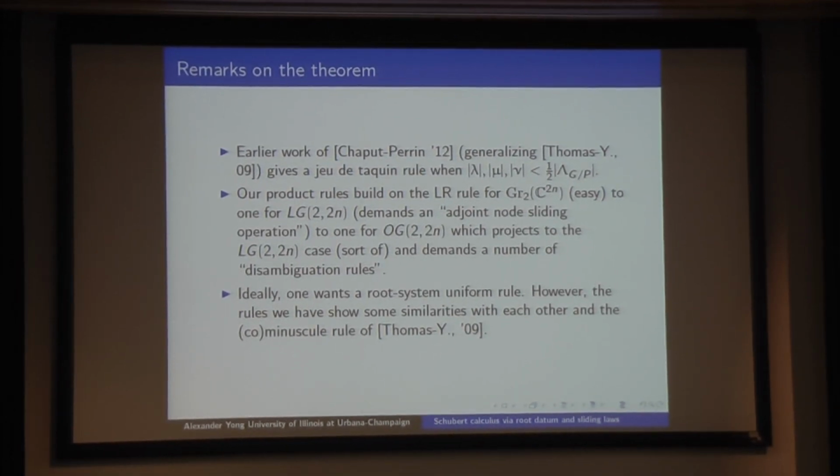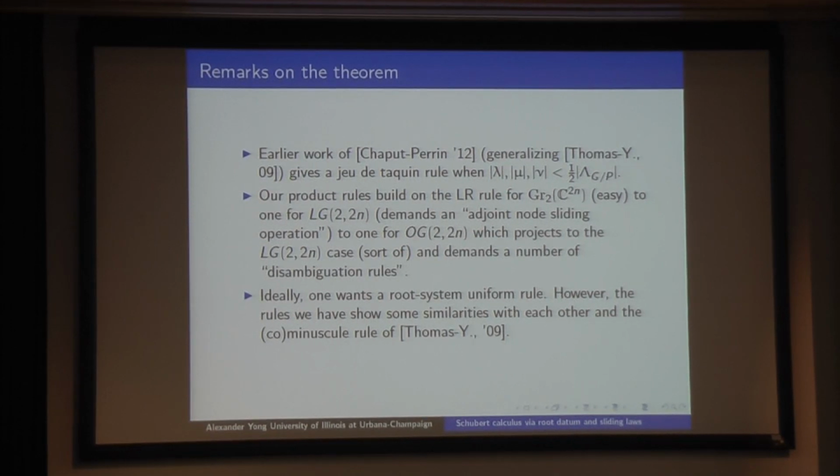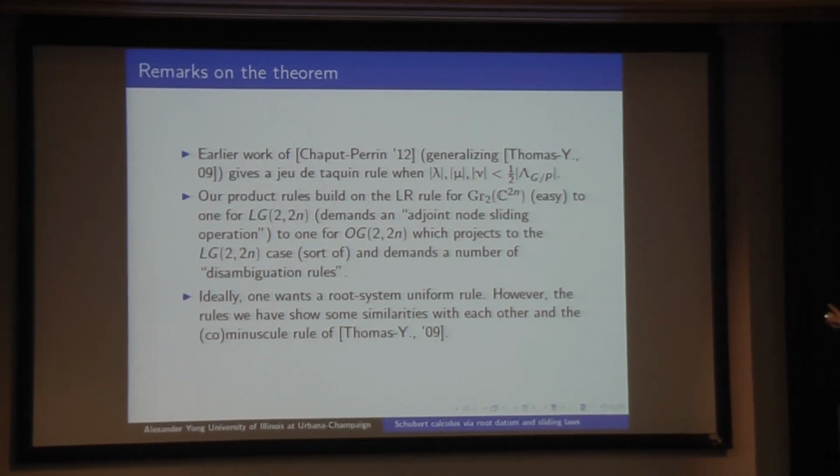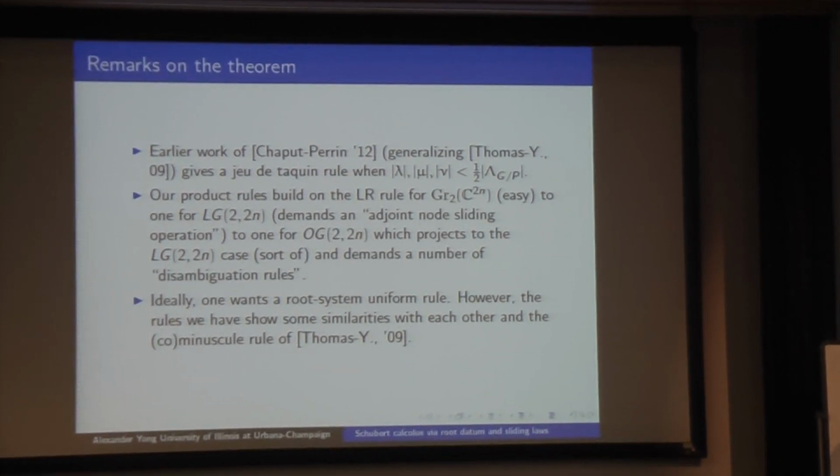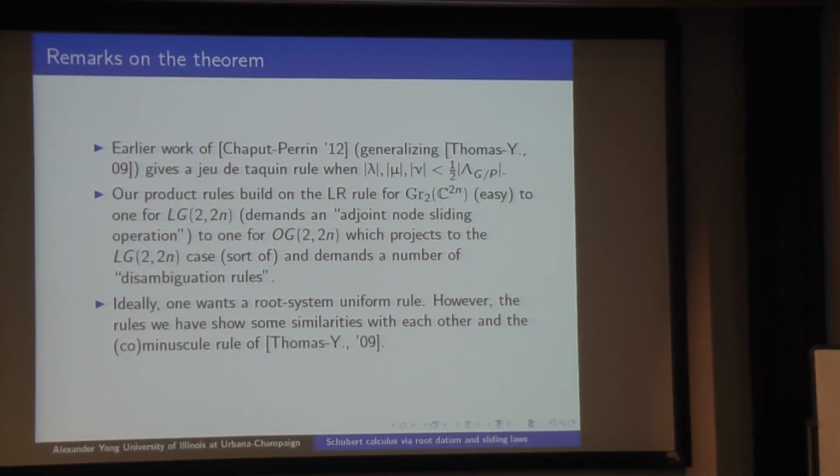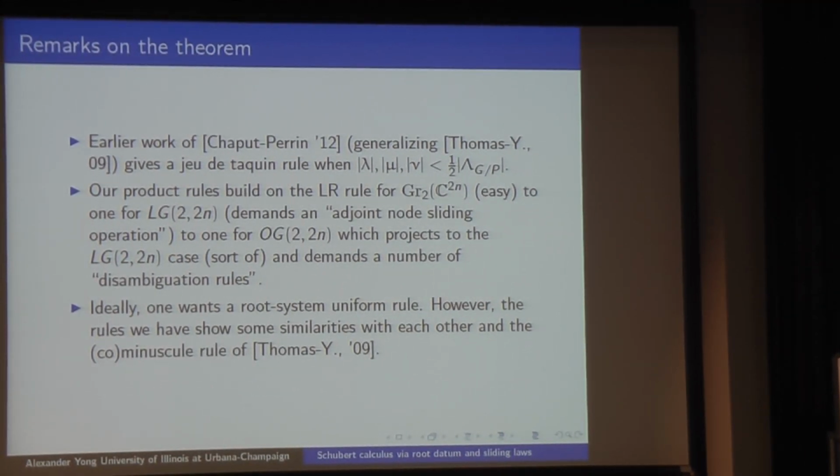Okay, so just remarks on the theorem. Earlier work of Schubert and Perrin, in fact, gave Schubert example when lambda, mu, nu are less than 1/2 the size of the entire coset. Now, what we really have are product rules for each of these classical cases.